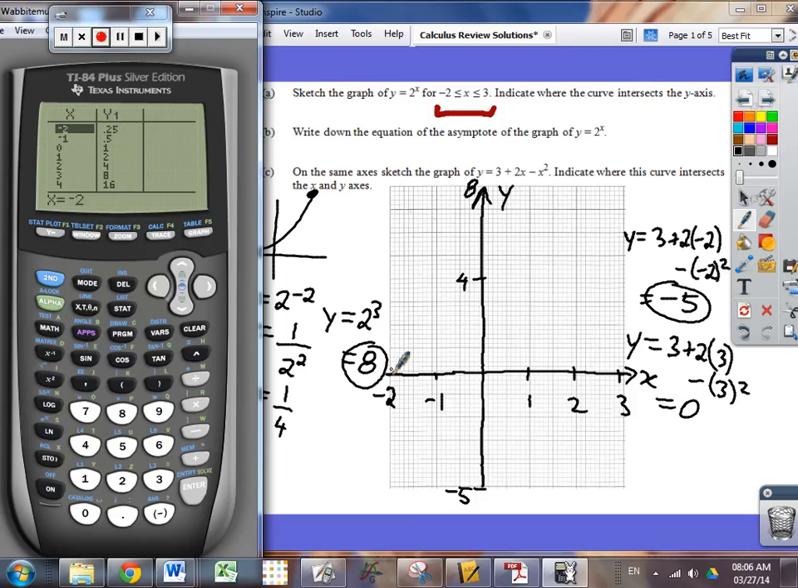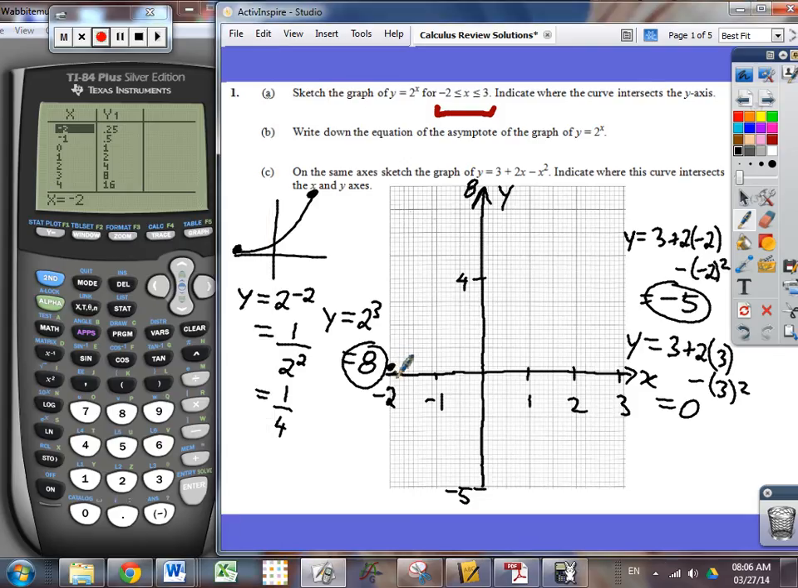I've got -2, 1/4. I've got -1, 0.5. I've got 0, 1. I've got 1, 2. I've got 2, 4. Oops. 2, 4, and I've got 3, 8. And let's draw the smoothest curve we can through those points, and we'll label it. This is the function y equals 2 to the x.